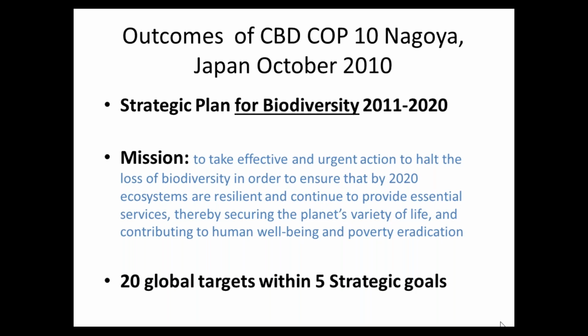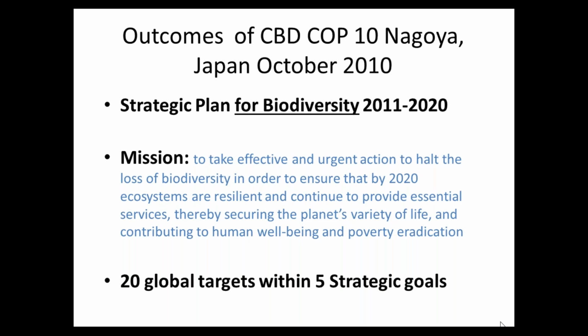The intention was that it is a common framework for countries, parties to the convention, but also parties to other biodiversity-related MEAs, as well as other stakeholders such as NGOs and civil society, to use as a common strategy and a common focus to allow for cohesive and coherent action in addressing the decline in biodiversity.